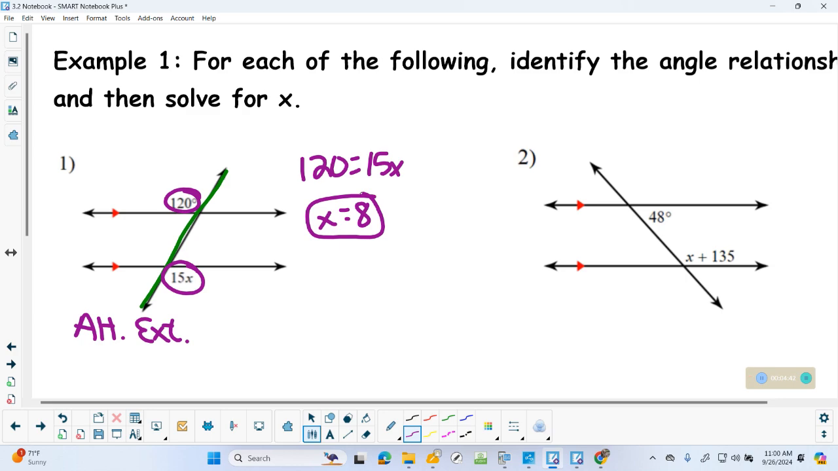Okay. Parallel lines again. Green transversal. I feel like a broken record. Let's first identify what type of angles are those in blue that I circled.